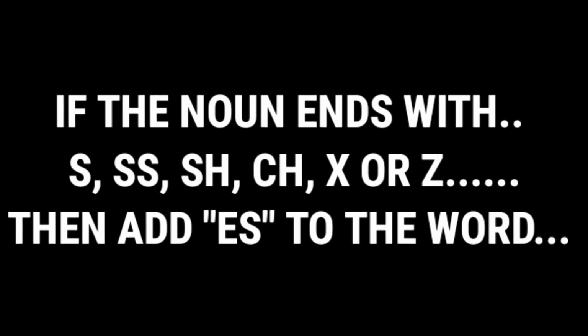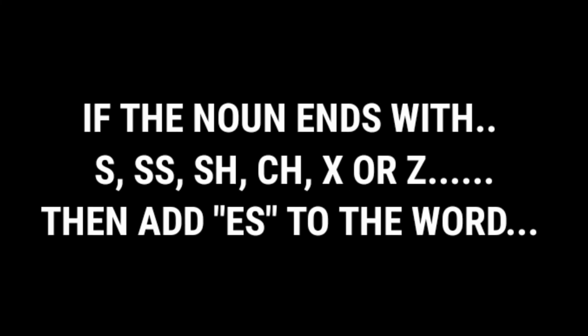If the noun ends with S, double S, SH, CH, X or Z, then add ES to the word to make it plural. For example, box. Box ends with X, so we are going to add ES to it. Class, class ends with double S. Again we are going to add ES, so it will become classes. Watch, watch ends with CH, so watches. Dish, dishes.